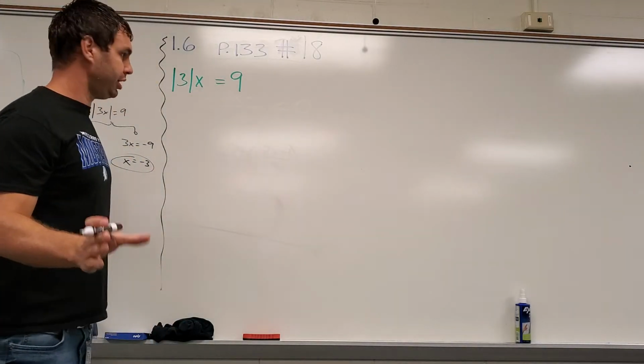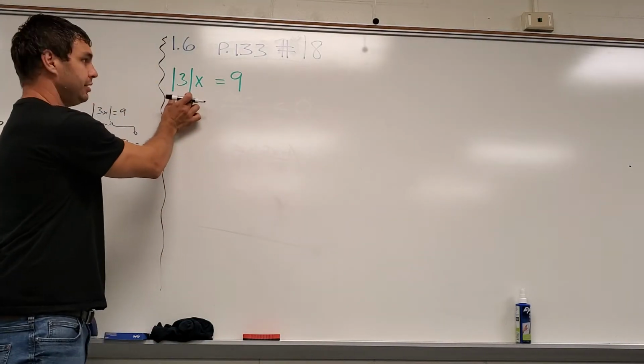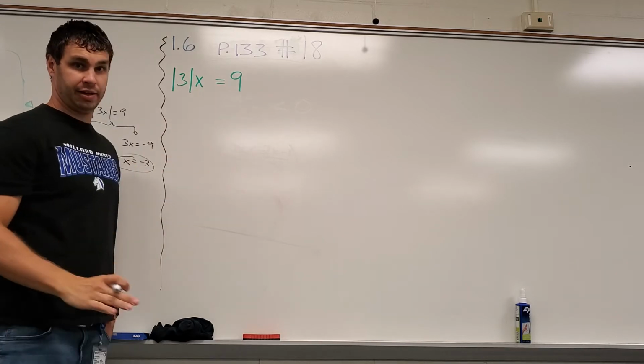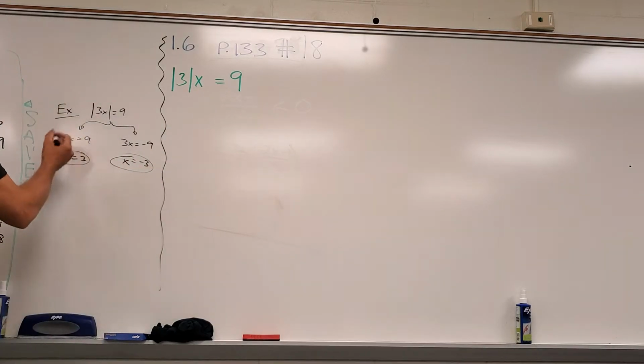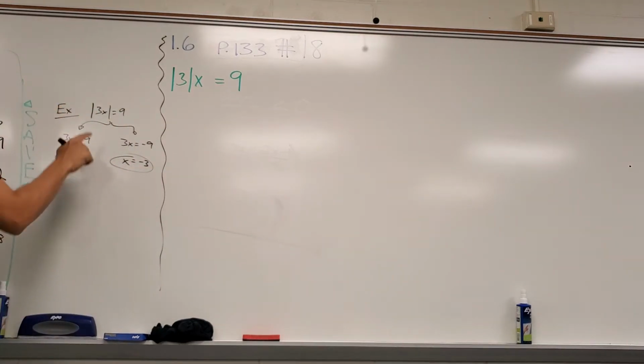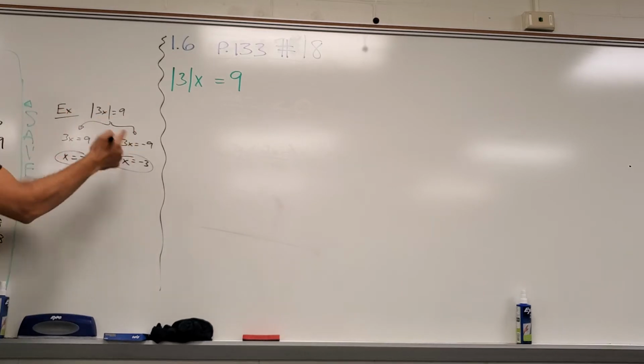All right, here's kind of a tricky problem. It says the absolute value of 3 times x equals 9. Now, before we do this, I just want you to look over at this one. This is an example that I did earlier. It says the absolute value of 3x together equals 9.